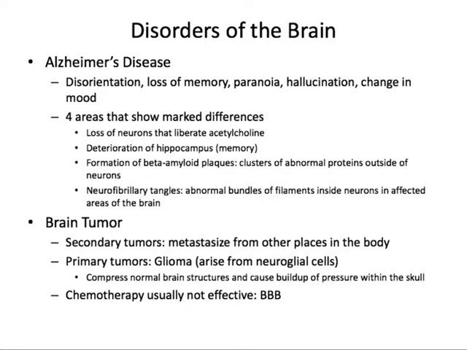Okay, the other disorder on this page is brain tumors. So, how many times have you had a really bad headache and thought, oh, I have a brain tumor? Brain tumors are actually quite rare. Most brain tumors are actually what we call secondary tumors. Secondary tumors are tumors that arise due to having a tumor somewhere else in the body that's metastasized to the brain. However, you can have a primary brain tumor.